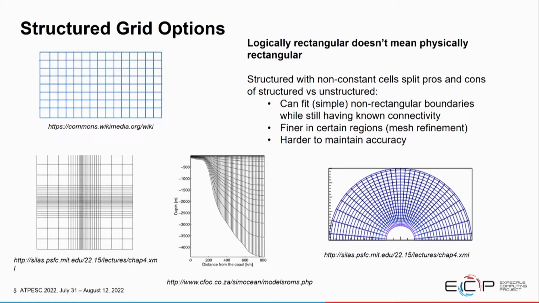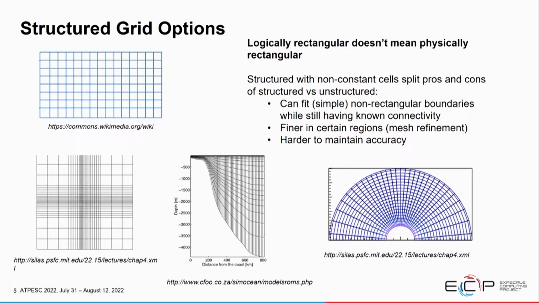So you have the structure, you have this known connectivity, and you can fit some geometries. So here's one way of doing mesh refinement, where you say I'm going to have a fixed number of lines, I'm going to squeeze them together. This works really well for some, well, it works okay for some types of problems, it doesn't work at all for other types. In the middle you have bathymetry, right?